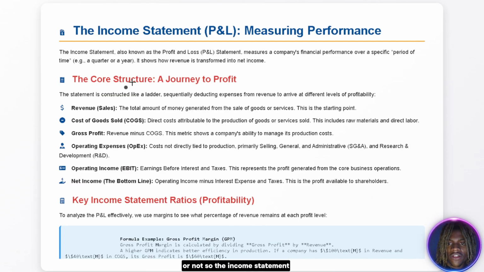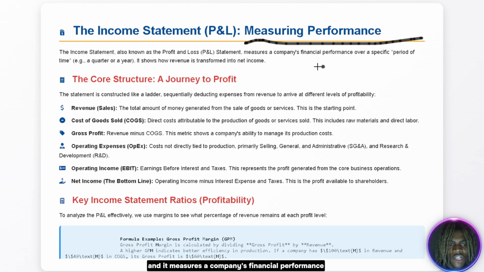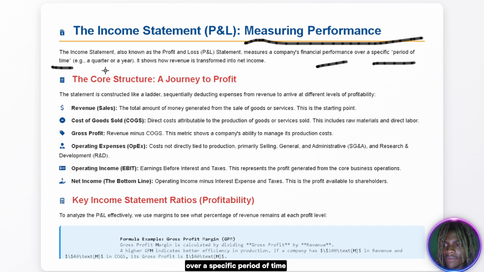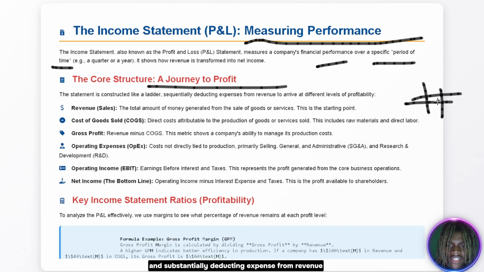So the income statement: profit and loss, and measuring performance. The income statement is also known as the profit and loss statement, and it measures a company's financial performance over a specific period of time, for example, a quarter or a year, and it shows how revenue is transformed into net income. And the core structure, a journey to profit. The statement is constructed like a ladder, subsequently deducting expenses from revenue to arrive at different levels of profitability. And the revenue, or sales. Revenue is the total amount of money generated from the sale of goods or services, and this is the starting point.